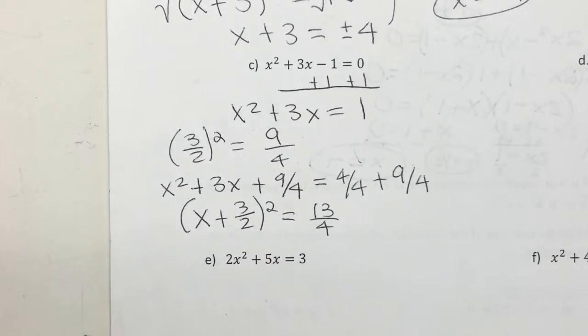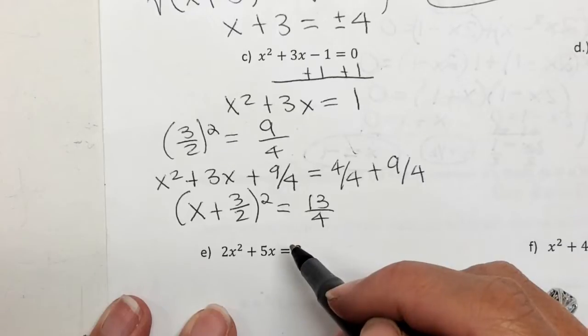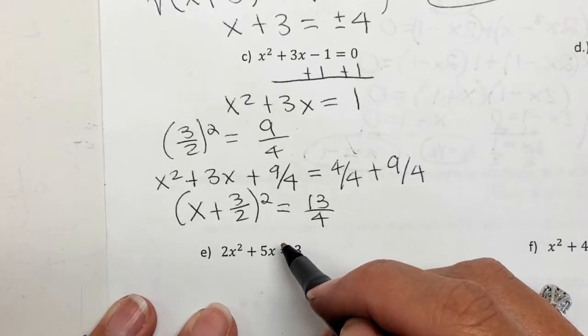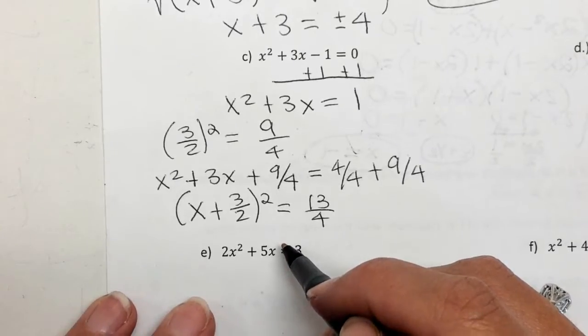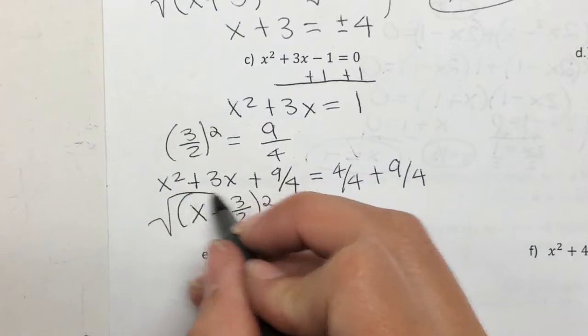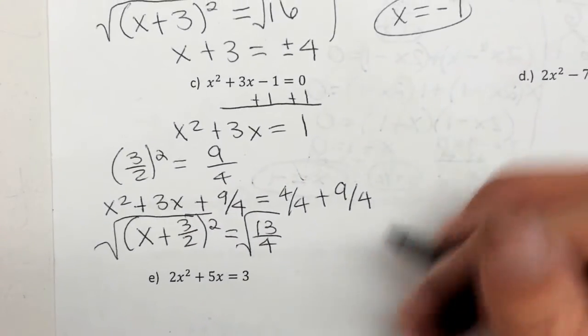Alright. We are not done. You know better. Katie, what do we do from here? Square root them. Good, because you're trying to solve for x, so think like algebra. Alright, Brandon, on the left side I would have what? X plus 3 over 2.